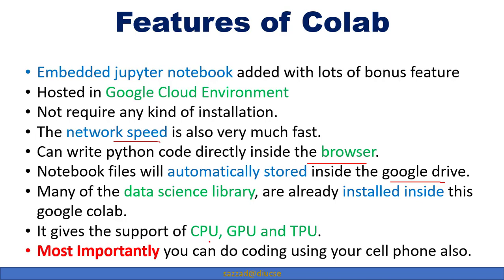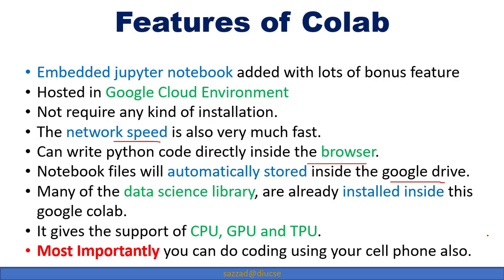It gives the support of CPU, GPU, and TPU. So as we said, it also gives support of computer resources. GPU and TPU are in addition with some research things. It helps with deep learning, and the last thing is the most important thing, that you can do coding using your cell phone also. So when you are using Colab, you can do your Python coding in your cell phone. We are actually going to see that.